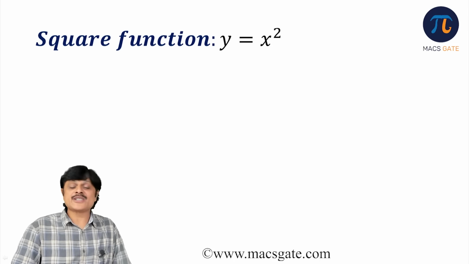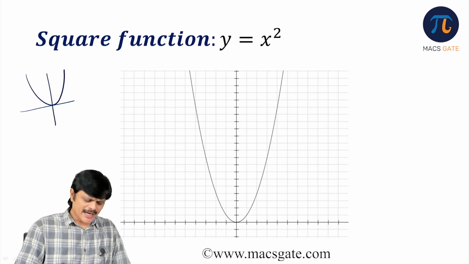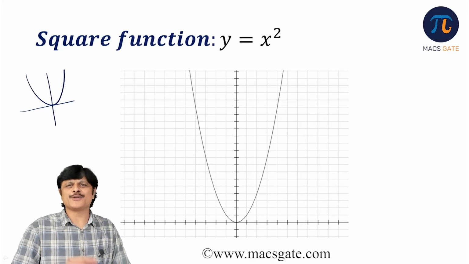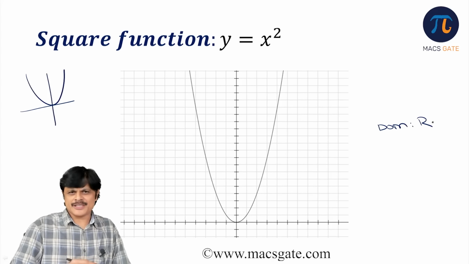The next one is the square function. Here I am writing a rough diagram and a perfect sketch using a tool. Am I clear? Like this. This is the graph of the square function. And if you observe the domain, the entire real number system, that is, for all real values of x the x square function is defined.